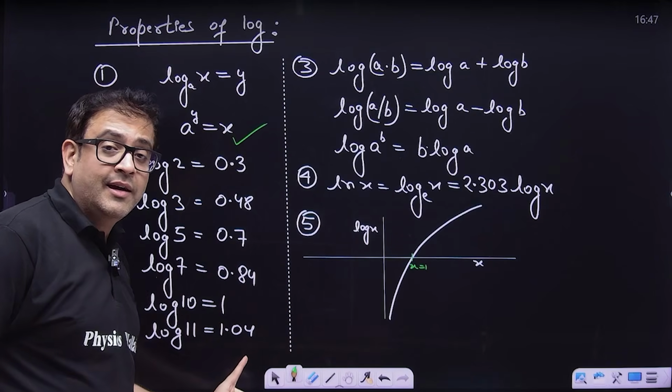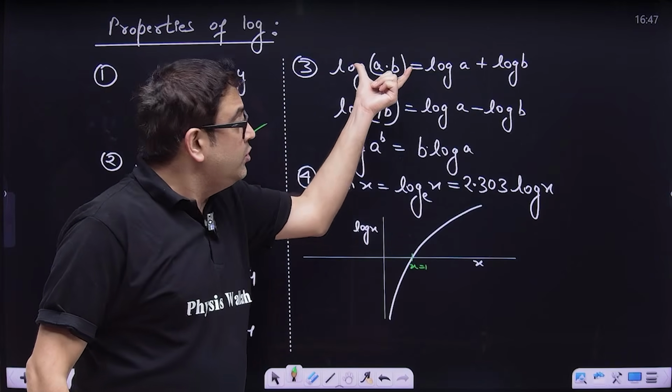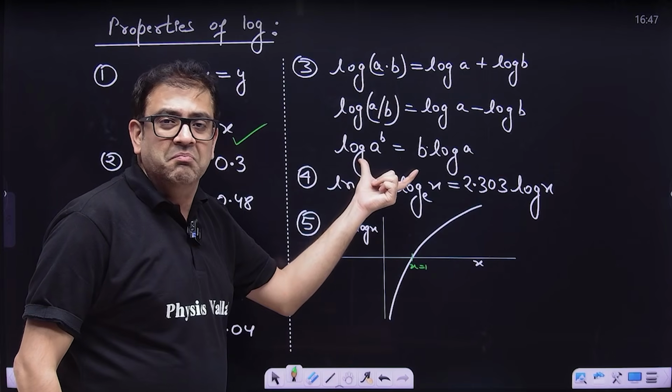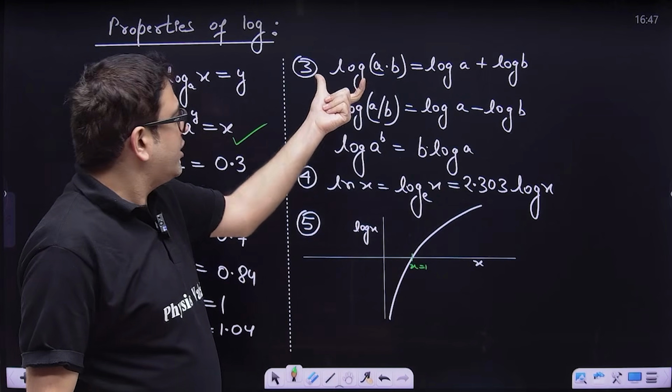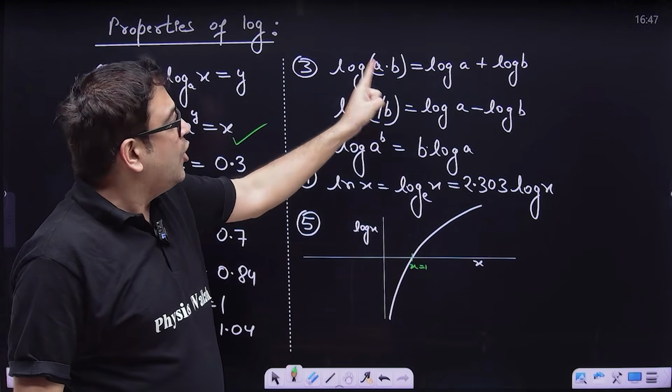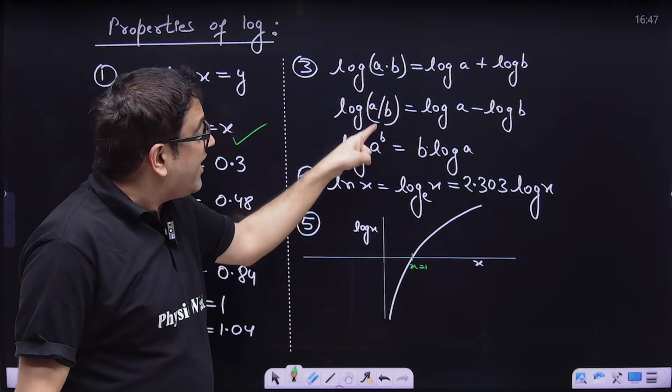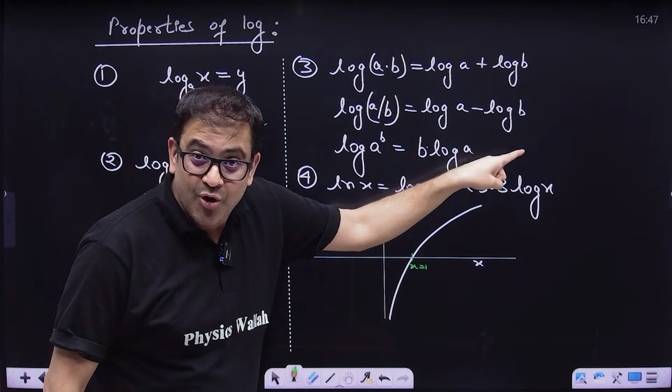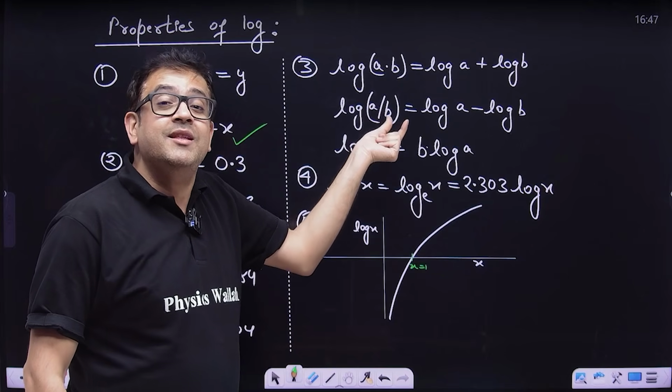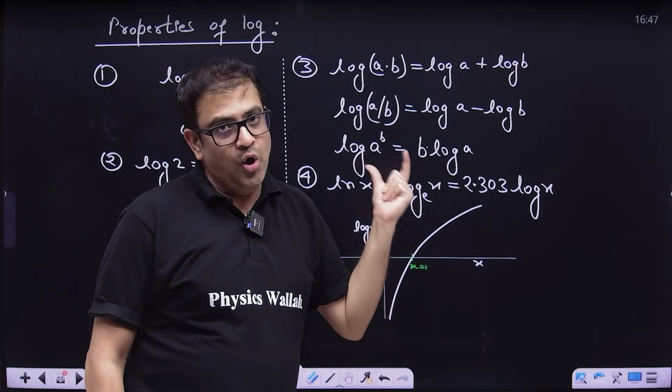After knowing these values, you can apply these mathematical formulas of log. What are its properties? Log of a into b is log a plus log b. Log a divided by b is log a minus log b. Log of a raised to the power b is b into log a.